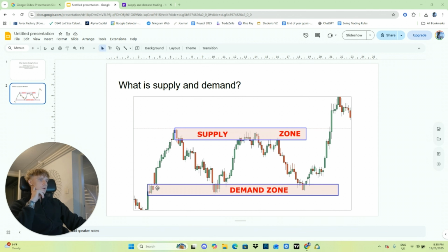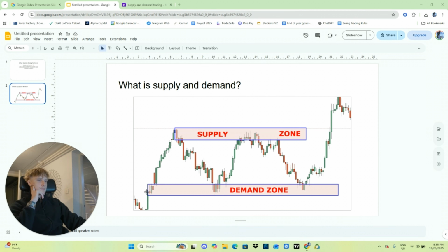So you can see we've got two zones marked out. We've got a demand zone and we've got a supply zone. Now, what this is showing us is an area in price where a bank has previously bought at. So we can see here, this was our first demand zone. And right now, you don't know why this is a demand zone, or maybe you do, but we'll go into that later on. So this is where the banks first entered the market.